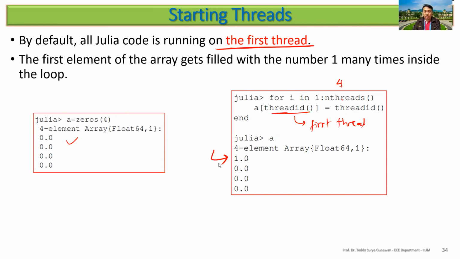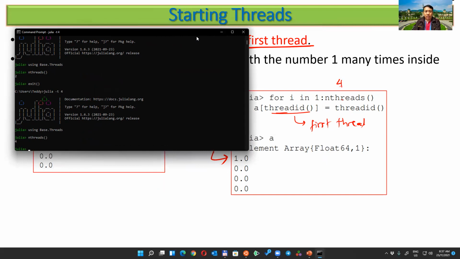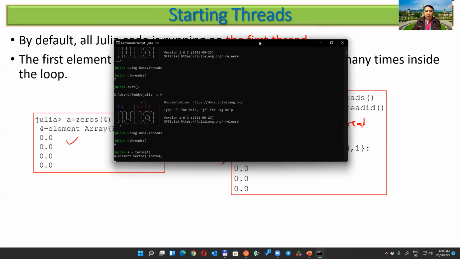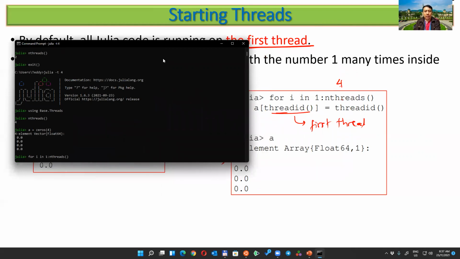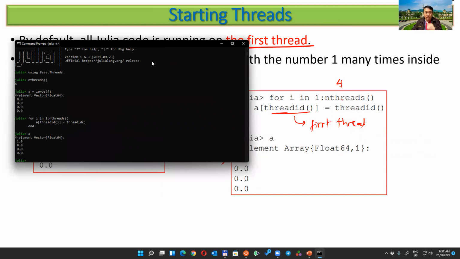So let's see. I'm in Julia. Yes, I have 4. So let's see, a equal to zeros of 4. And then I have for i in 1 to nthreads, then a[threadid()], update the a[threadid()] equal to threadid(). And print the a. See, only 1. So by default only the first thread.